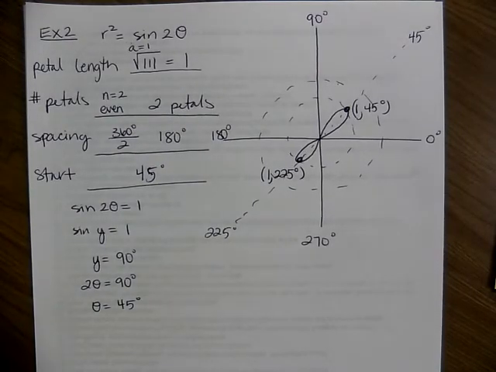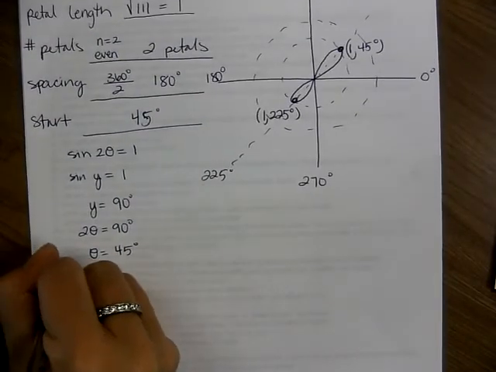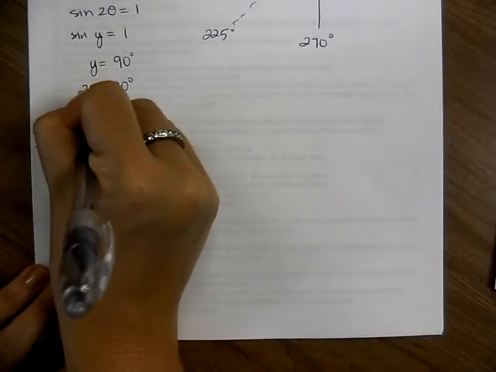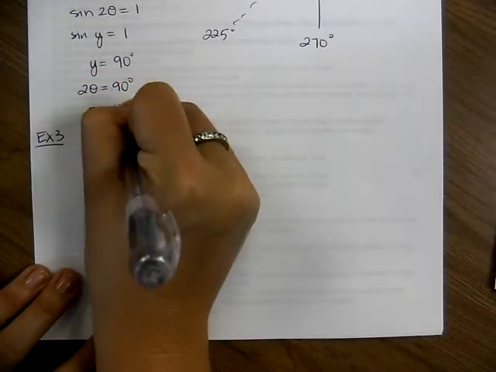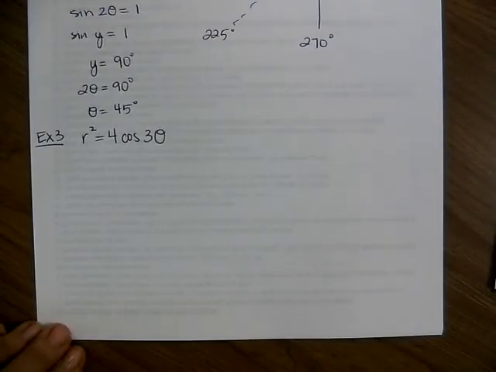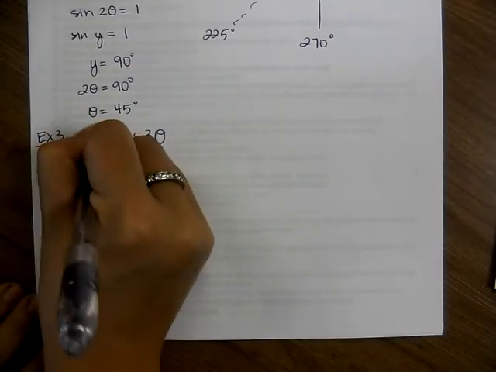Okay, you want to try one on your own? Okay. This is going to be our last example. So r squared equals 4 cosine of 3 theta. Find all your information first, and then graph.